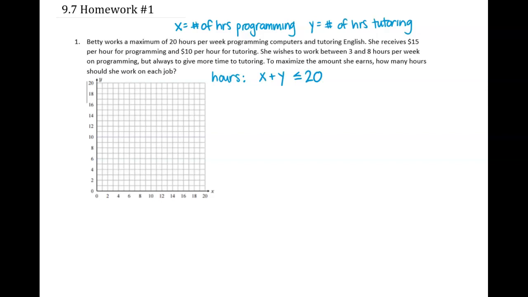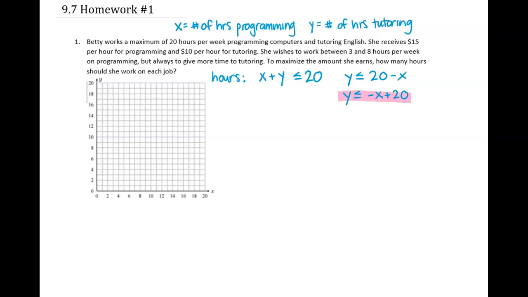If you want to rearrange this a little bit so we can graph it better later, if we subtract x from each side, we'll get y is less than or equal to 20 minus x, and then we can put it in slope-intercept form and make it y is less than or equal to negative x plus 20. So that's probably the equation we will want to graph in that form.